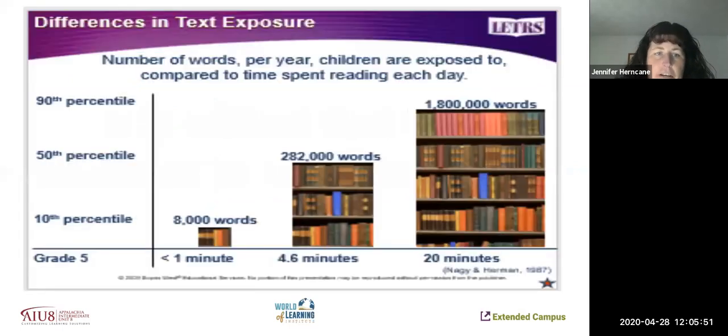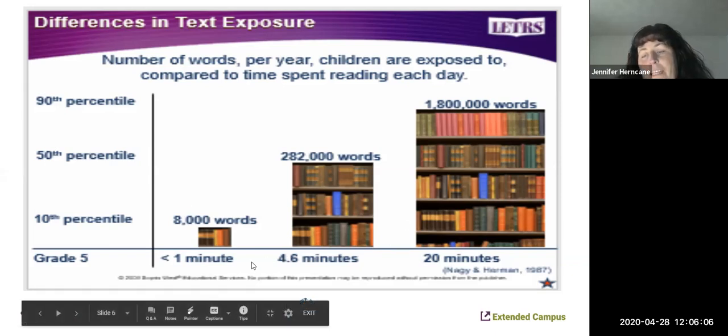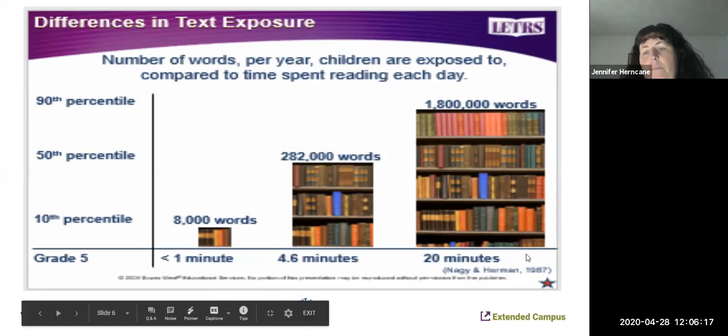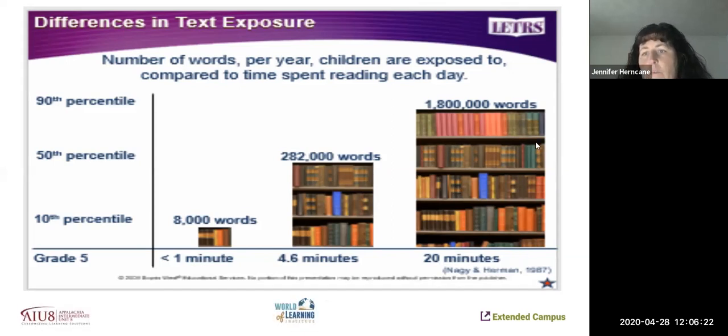If we take a look here, this shows across the bottom the minutes per day that a child is reading. And then it shows the amount of words that they are exposed to within a school year. So if we look right here, if a child is reading less than 1 minute a day in a whole school year, they're only going to be exposed to 8,000 words. Think about how we learn vocabulary and how we learn background knowledge through what we read. As opposed to 20 minutes a day, look at the 1.8 million words that kids can be exposed to.